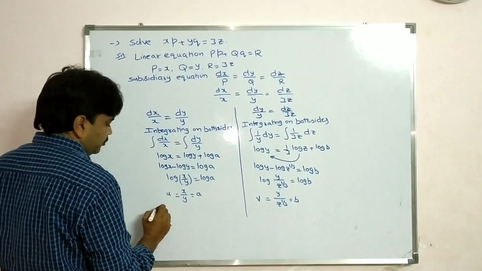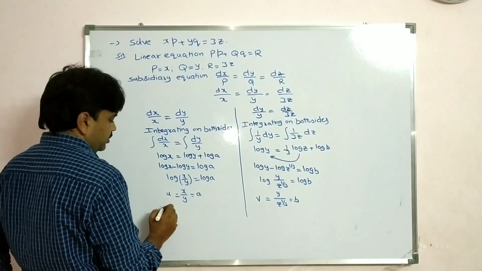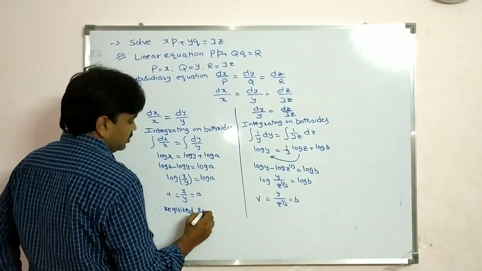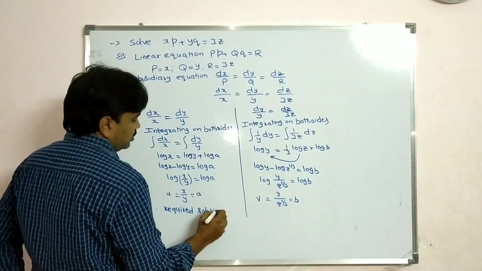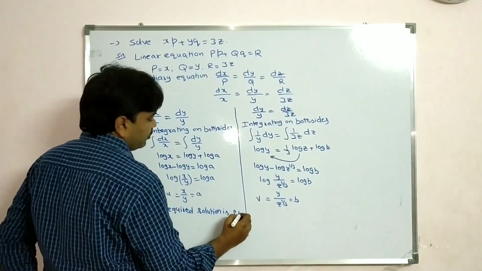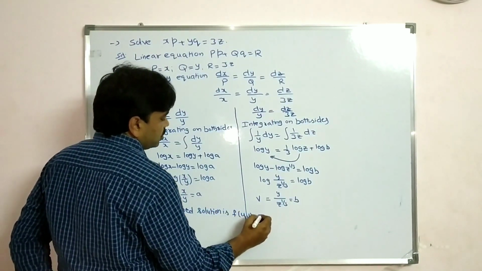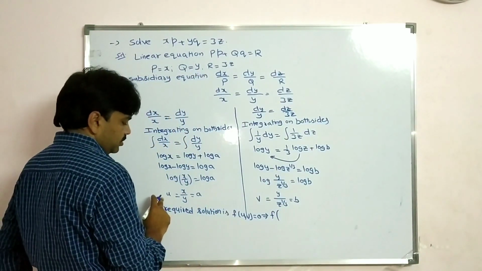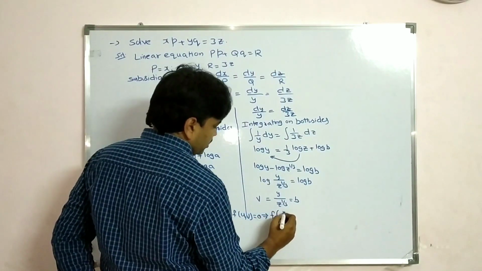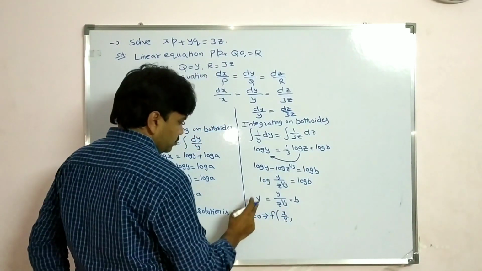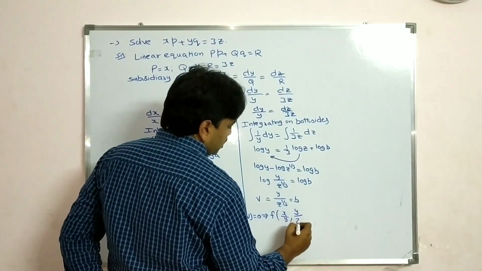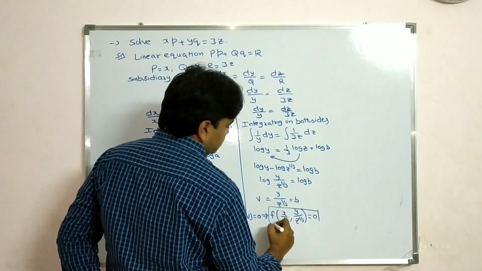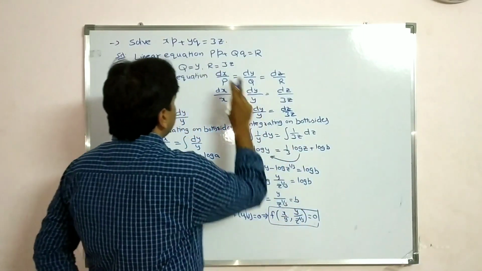Therefore, the required solution is, what is the solution, students? F of u comma v is equal to 0. That implies f of, what is u, students? Here u is x by y, comma, what is v, students? y by z power 1 by 3, that is equal to 0. This is the required solution of the given equation.